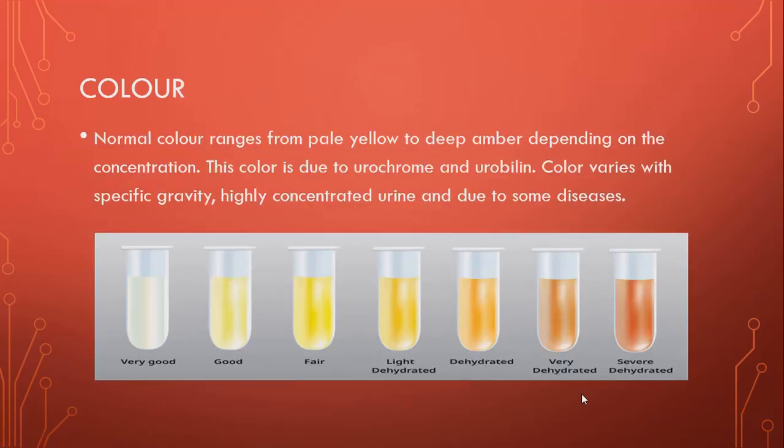Now the color. The normal color ranges from pale yellow, as you can see here, to amber, deep amber, depending on the concentration. This color is due to the urochrome and urobilin. So color varies with the specific gravity, highly concentrated urine, and due to some of the diseases. As the color gets darker, it shows that the urine may be getting more concentrated, maybe because the patient is more dehydrated, while if you're well hydrated, the color of the urine is always light.